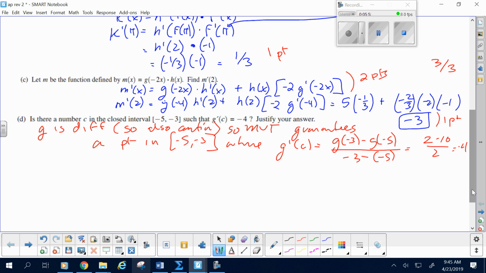That was 2 points. The scale, or the points on that were, if you had this in your work, that was 1 point. The other was saying the conditions are met, it's differentiable and continuous, MVT, and then basically saying yes, there is a place. Okay, so that's 2 points.